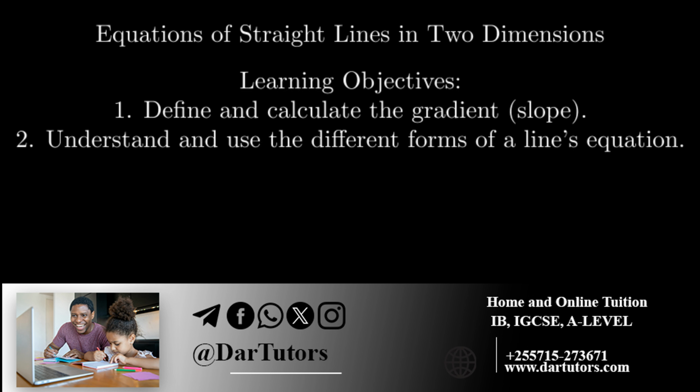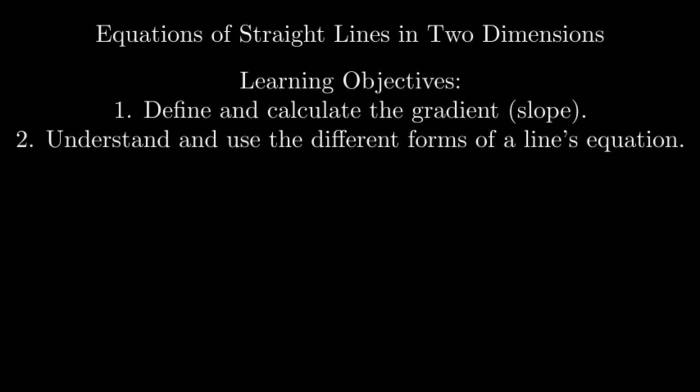We'll build on these concepts to understand parallel and perpendicular lines and how to find where lines intersect. Let's begin with the most basic property of a straight line, its steepness. We'll start with the concepts of gradient and intercepts. The gradient of a straight line is a measure of how steep it is. A larger number for the gradient means a steeper line. The gradient tells us how the y value changes as the x value increases.